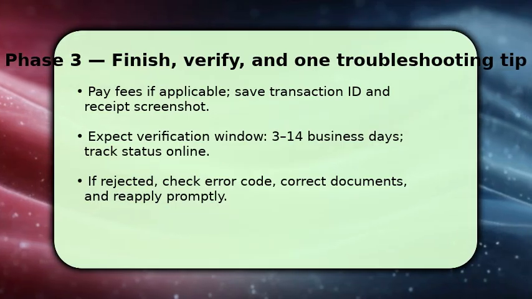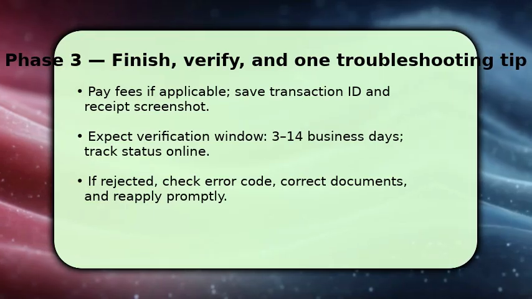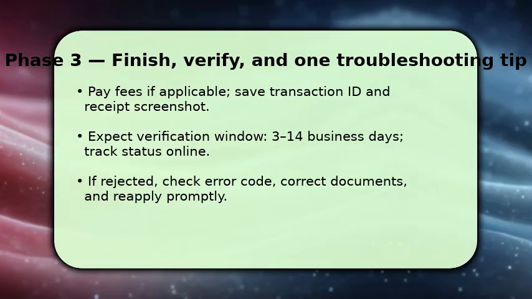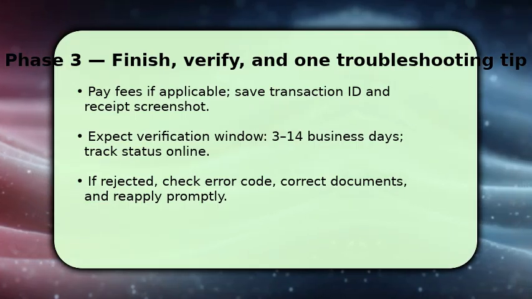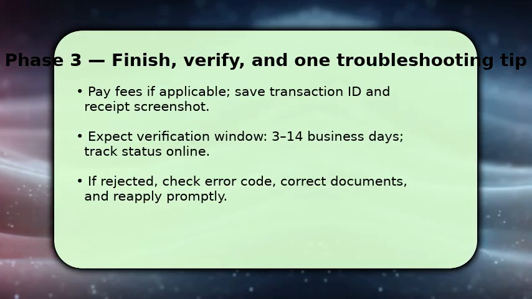If approval arrives, download your Apar ID and enable two-factor login. If something goes wrong, note the rejection reason or error code, correct the specific document or field, and reapply immediately. Acting fast minimizes lost queue time and prevents repeated delays.